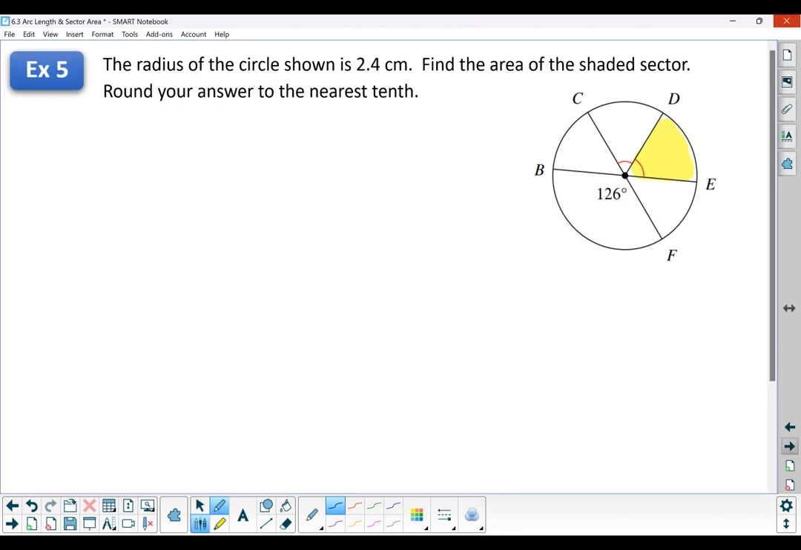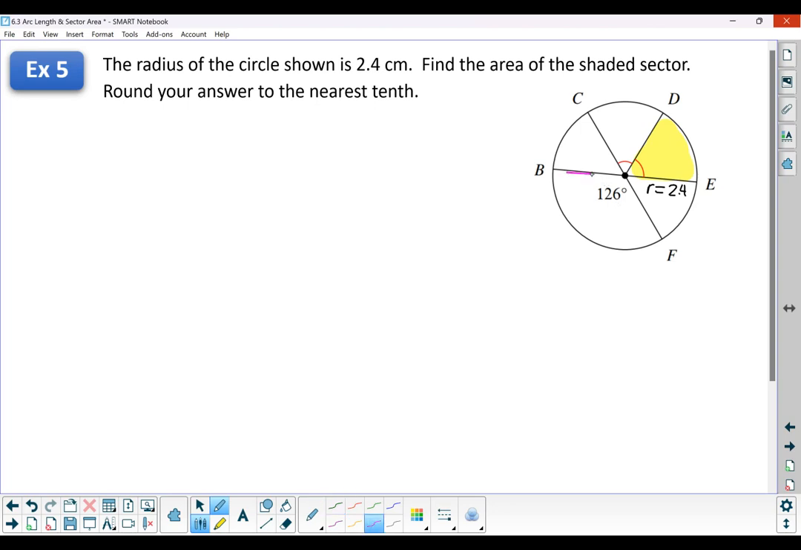In this example, we're trying to find the area of that shaded sector that is shown in yellow. We're going to have to do a little bit of work. It does give us the radius is 2.4. So we do know the radius of the circle, but we don't directly know the angle. It's not given to us. We've got some markings to help us.